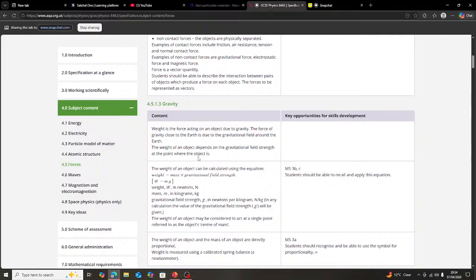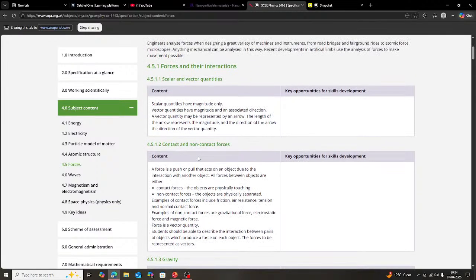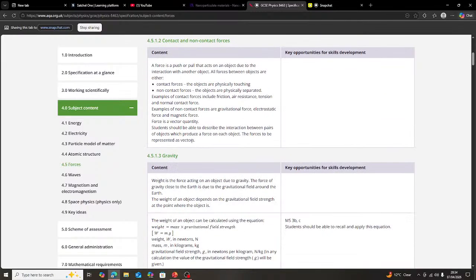What's gravity? An inward force. An inwards force acting upon a planet, yeah.